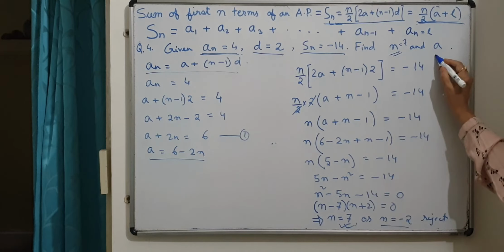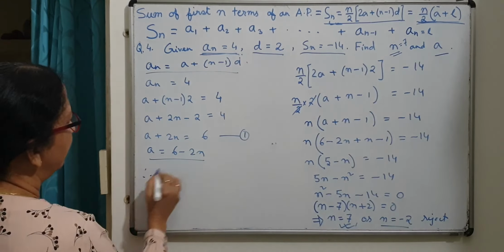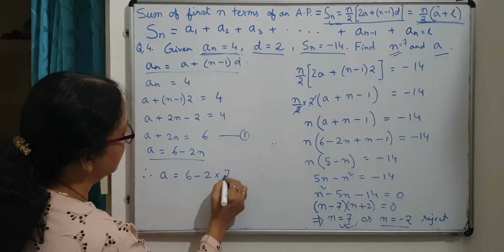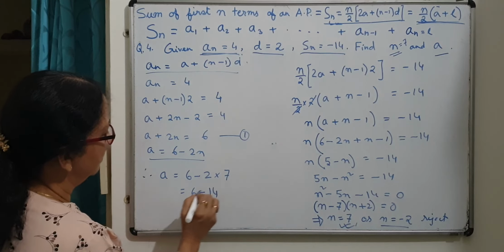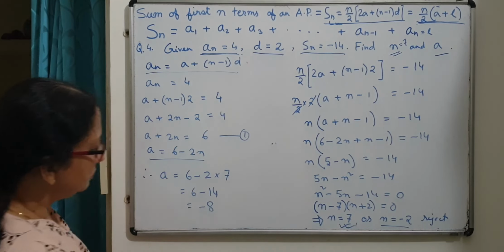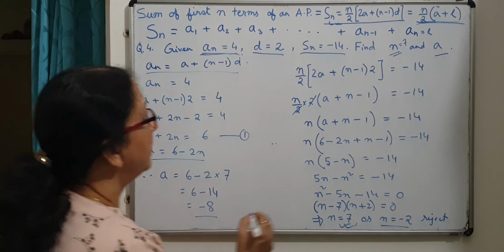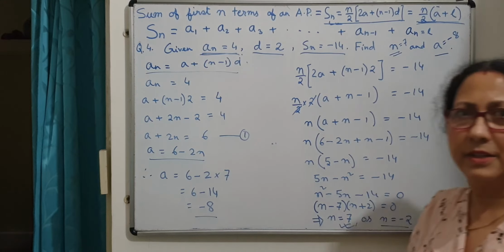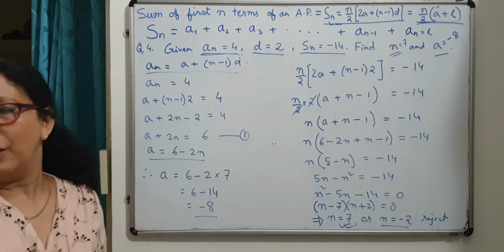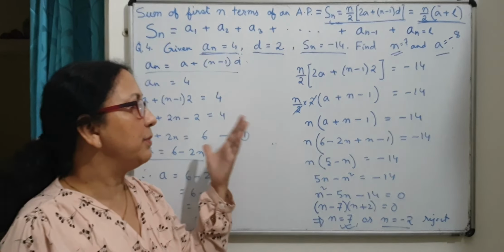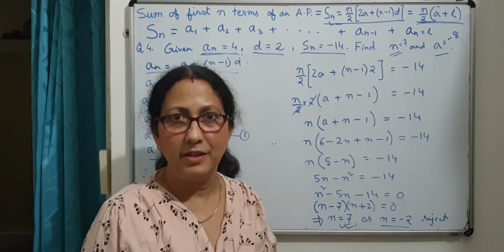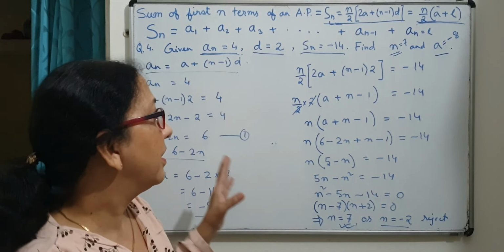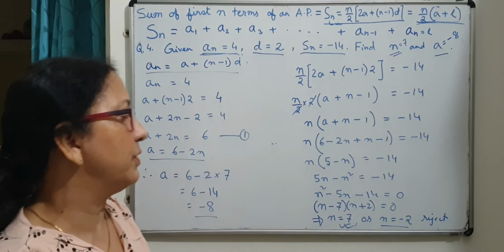Now I have to find a. Very easily I can find it now. From this equation, a is equal to 6 minus 2n. The value of n is 7, so 6 minus 14. So these are the answers: a is minus 8 and n is 7. Basically here I can see that in the AP chapter, the knowledge of both linear equations in two variables as well as quadratic equations is useful. That's why before starting the chapter AP, we studied linear equations in two variables and quadratic equations.